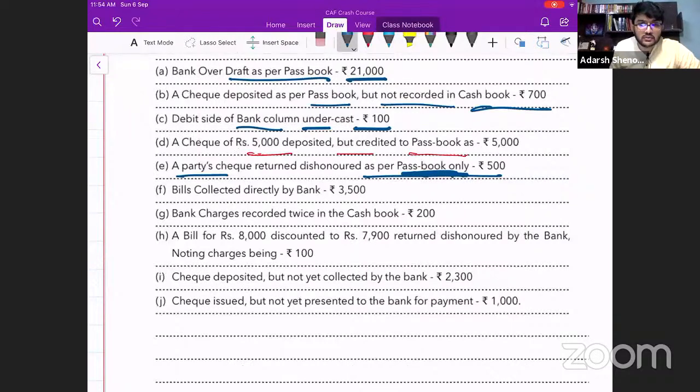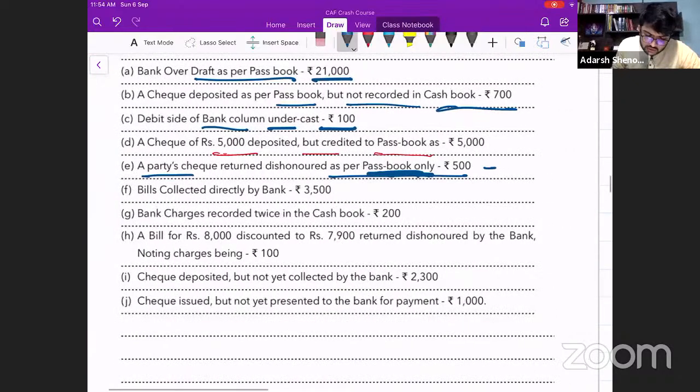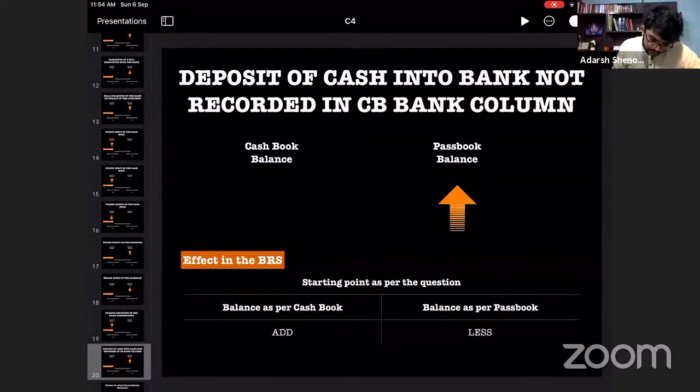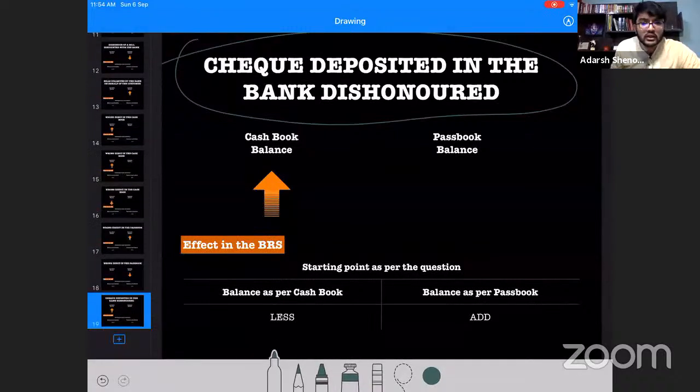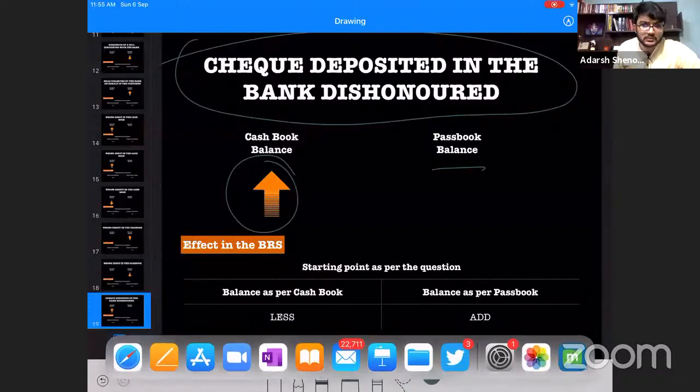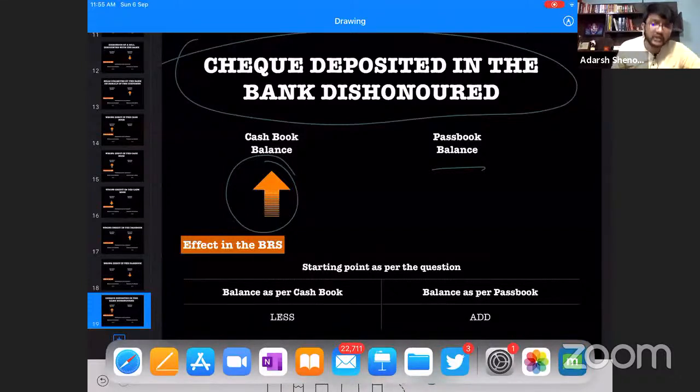Comfortable or not? Yes, Adarsh, this is a party's check written dishonored. This is recognized only in the passbook. It's similar to this point: check deposited into the bank, dishonored. Here the cash book balance has gone up. It's the same point basically, only the words are different. The cash book balance will increase, but the passbook balance will never increase because it has been dishonored. A party had given you a check.